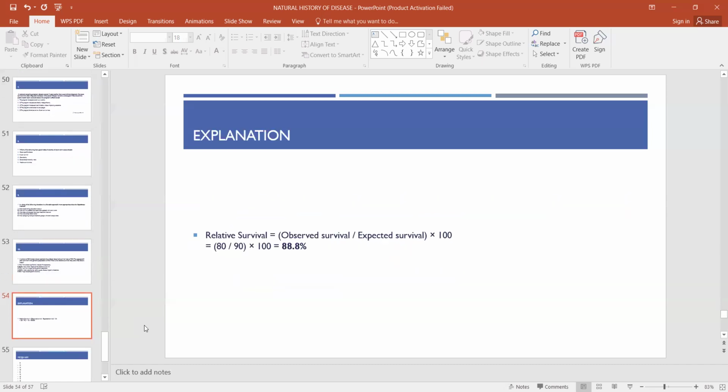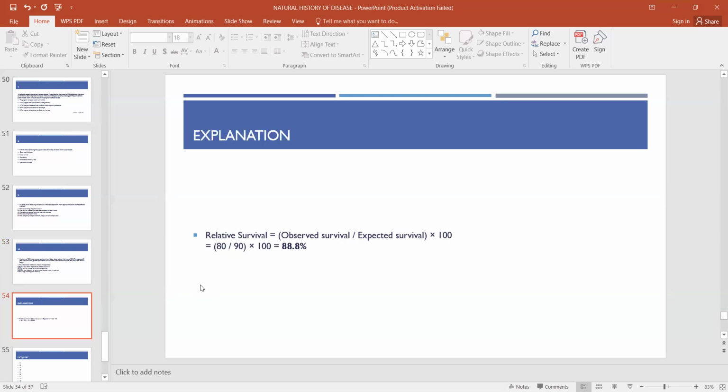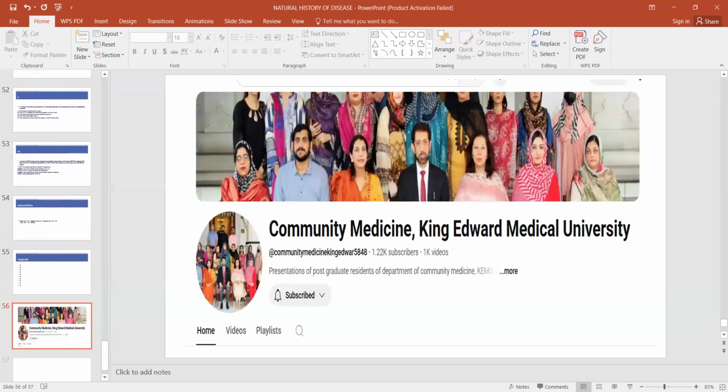D is the right option. Relative survival: the formula is observed survival divided by expected survival multiplied by 100. The observed survival is 80 divided by the expected survival, that is 90, so 88.8%. The right option is 88.8%, after adjusting for other causes, disease impact is moderate. This is the MCQ series.